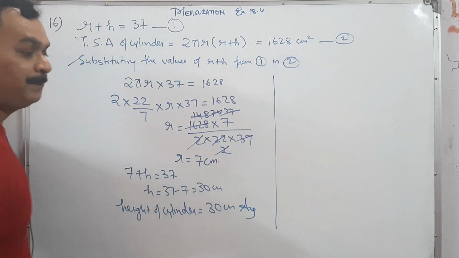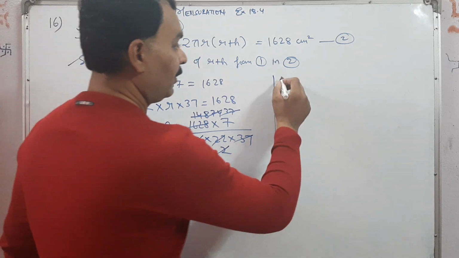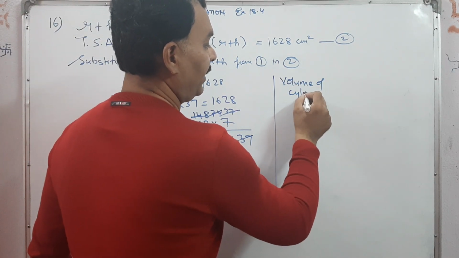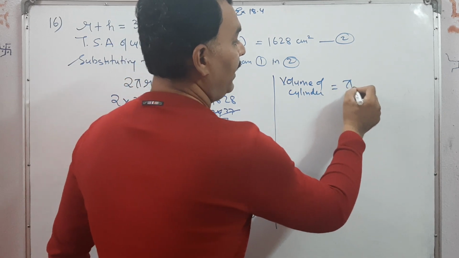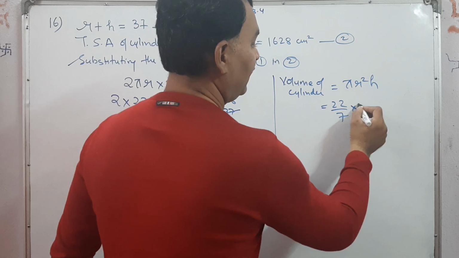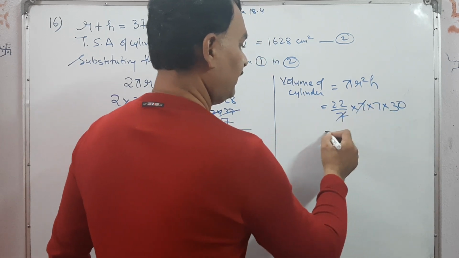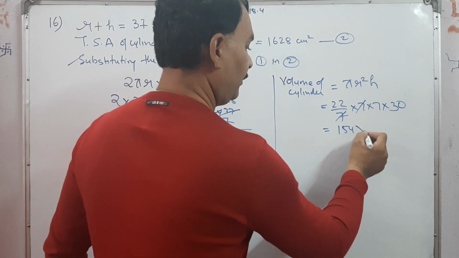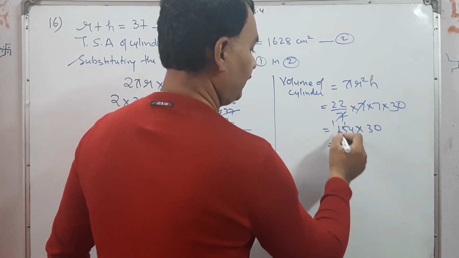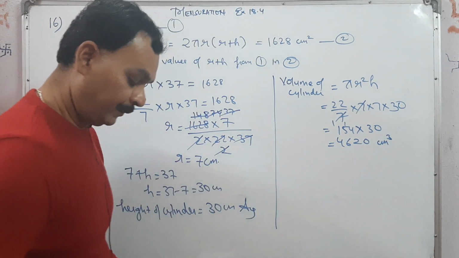Now the second part of the question is we need to find out its volume. Volume of a cylinder is given by pi r square h. Pi is 22 by 7, r is 7, 7 into 7, h is 30. One 7 cancels out, 154 into 30. 3 4s are 12, 3 5s are 15, 1 16, 3 are 3, 4620 centimeter cube.